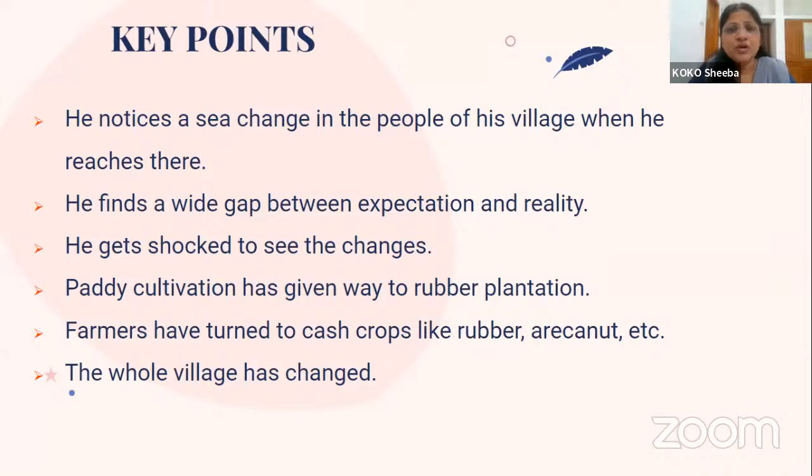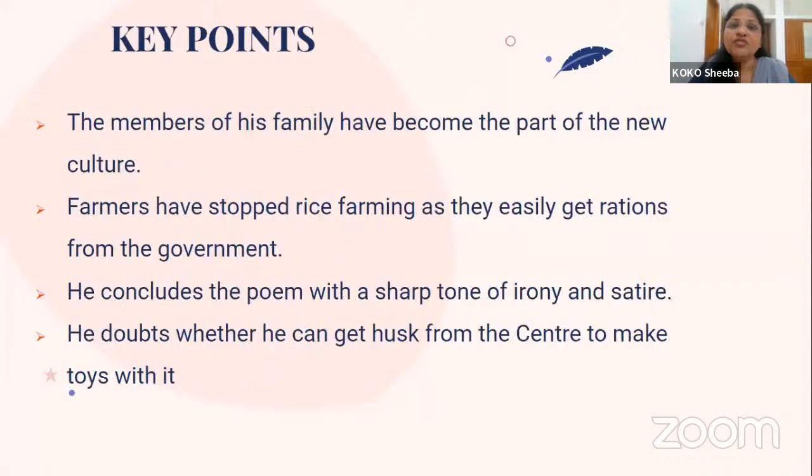His father, of course, in their conversation mentioned that there is no profit in rice farming. Only fools turn to rice farming. Farmers stopped rice farming as they easily get rations from the government. He concludes the poem with a sharp irony and satire by asking whether he gets some husk from the center to make toys. So that is the content of the poem.